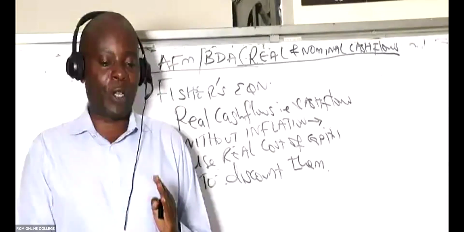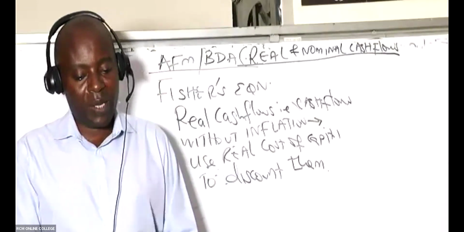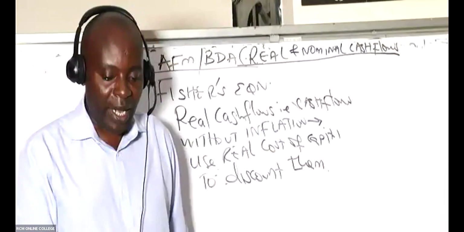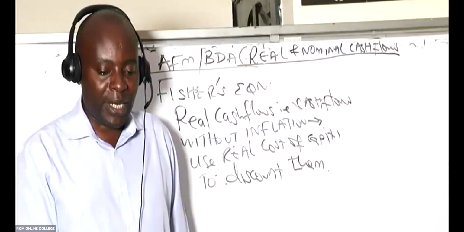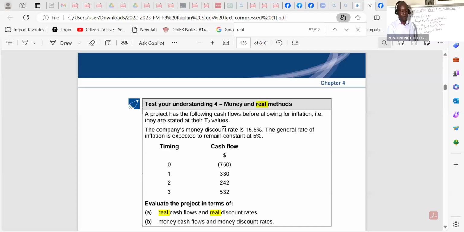Real cost of capital. So this examiner has given me, look at this: a project has the following cash flows before allowing for inflation. So these cash flows you are seeing here are before allowing for inflation, so they are real cash flows. But when you look at the cost of capital discounting rate given, it is the money rate. So what I need to do here is convert the money discount rate to real.